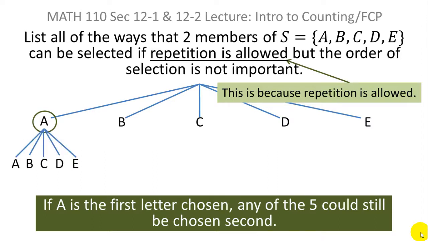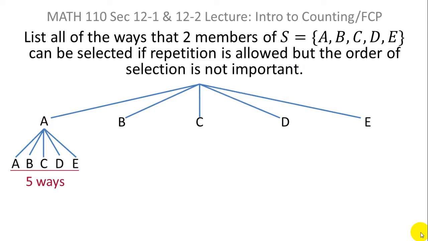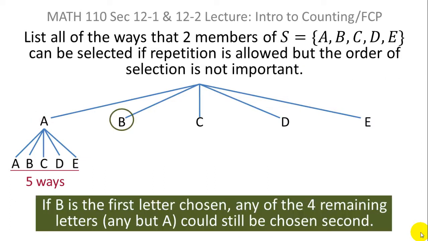So I have 5 choices. Any of them can be chosen. But when I move to B, something slightly different happens. Repetition is allowed, so I can choose B again. Just because I chose B once, I can still choose it again. But this time the order of selection is not important.